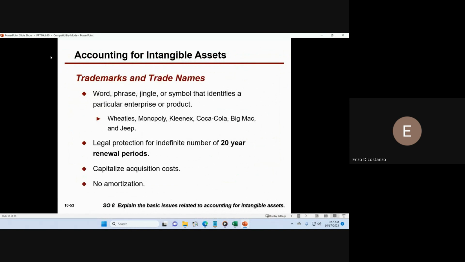Trademarks: a word, phrase, jingle, or symbol that identifies an enterprise or product. I think there was a guy, this is before your time, a ring announcer for, I don't know if it was wrestling or boxing. He would say something like, "Let's get ready to rumble," and he trademarked that. Someone tried to make a song out of it or use it, and he sued them and won because he said, "That's my trademark. I made that. That's recognizable."